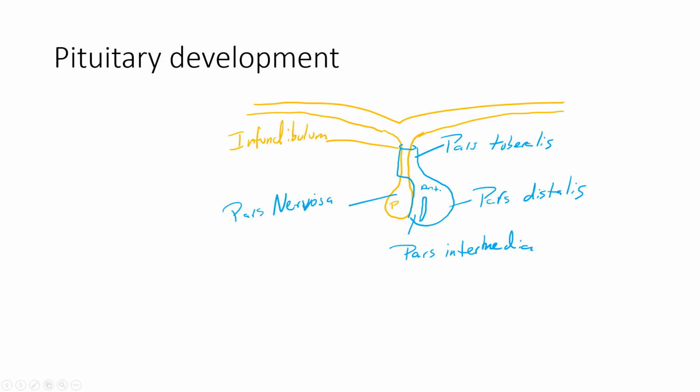Cool. What we're going to do now is go through and actually look at the histology of these three regions of the anterior pituitary, talk about the cells you can find in them, what those cells produce, and then we'll wrap up by looking at the posterior pituitary.